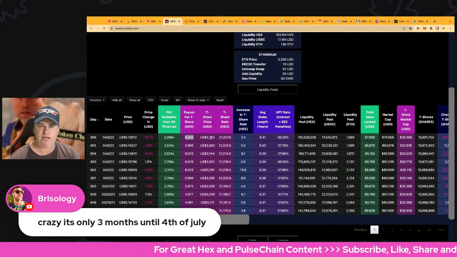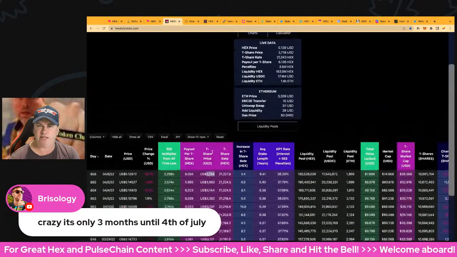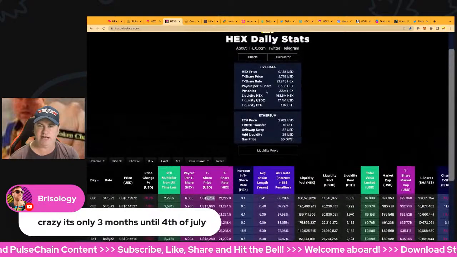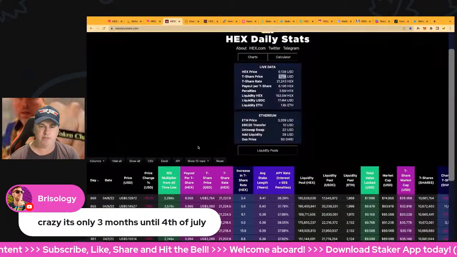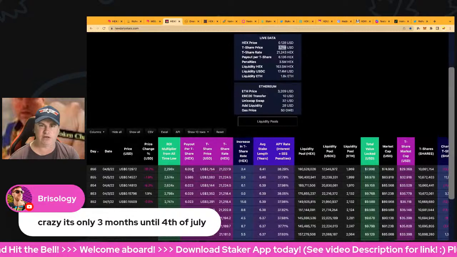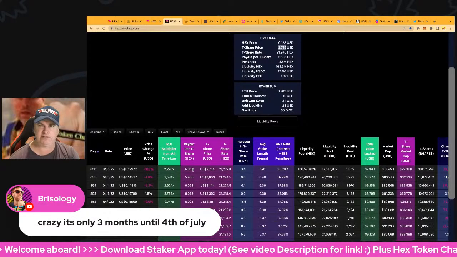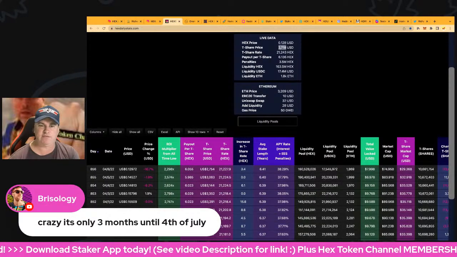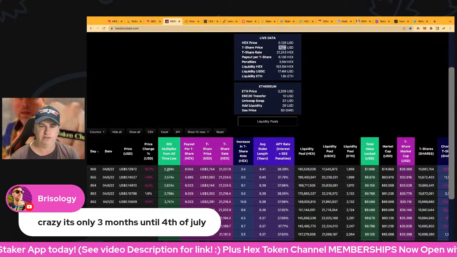So T-share price at the moment is $2,754. I think we've got an updated one here. Yeah, $2,718 to get a T-share at the moment. And of course, you can make that much cheaper if you stake longer. And I think someone said that was about $1,000 if you do a 10-year stake for a T-share, which is pretty good.